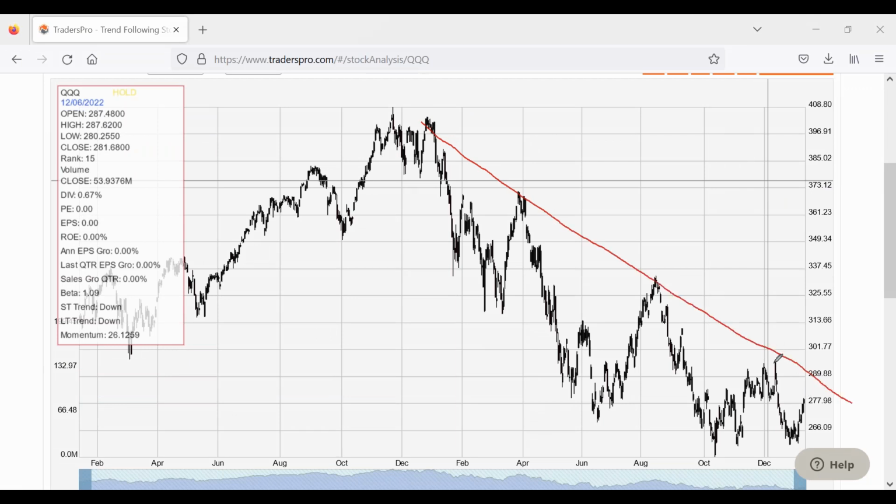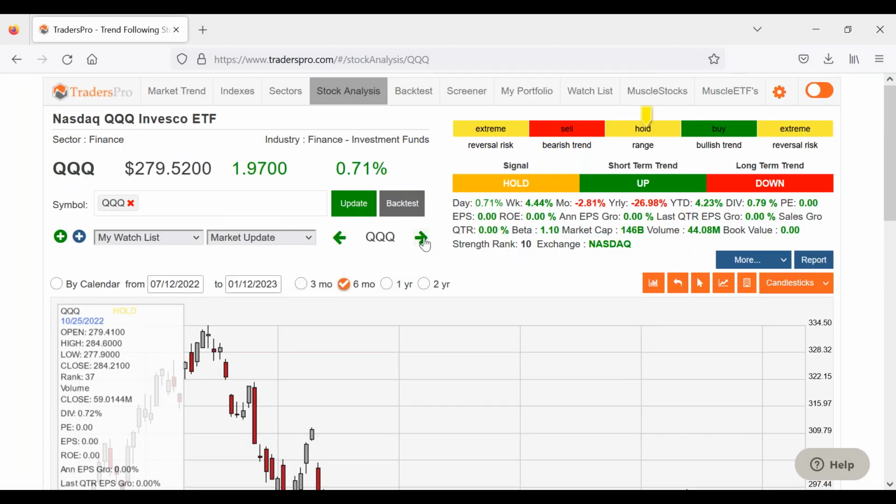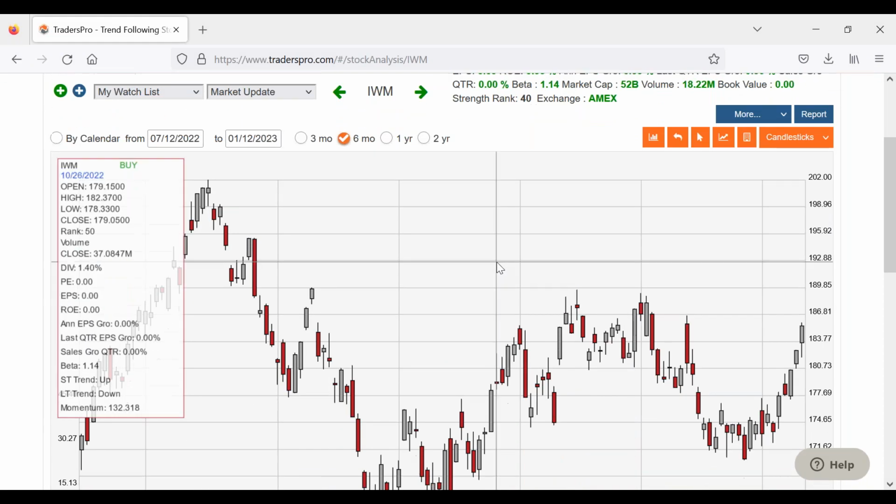Now this one's a little bit further away from that trend line, but if it starts to also break out, then they would all be bullish signals that you couldn't ignore. All right.